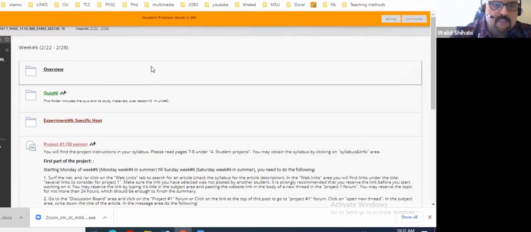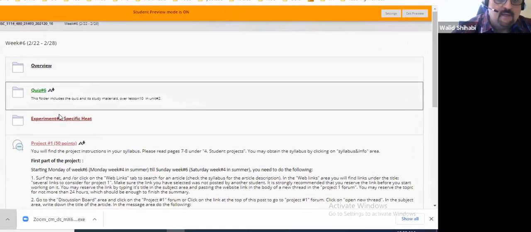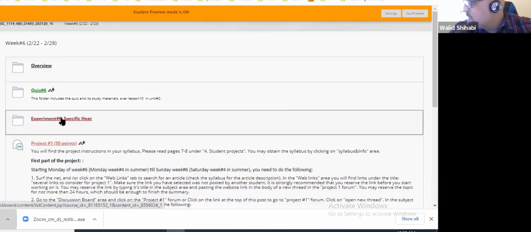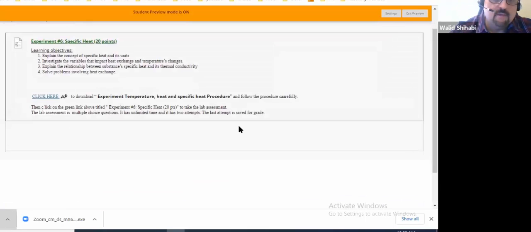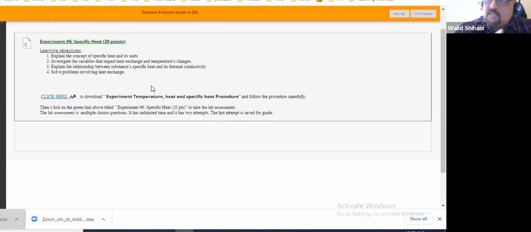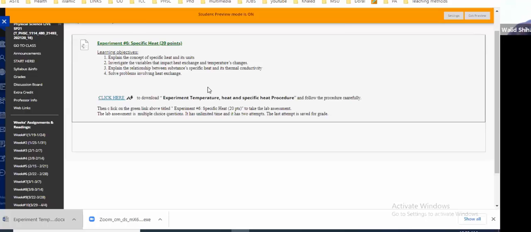Or if we go to week number 6 and click on experiment number 6, that's the specific heat experiment, an online experiment. So you don't have to do any physical experiment at home. It's all virtual, but it has several parts. The questions will all be multiple choice.